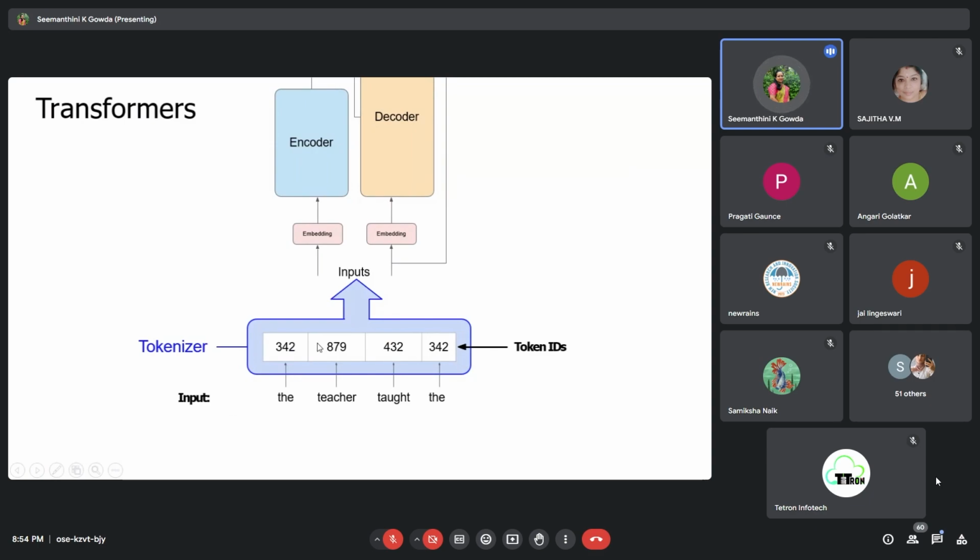As I said, the input part, whatever input we take: the teacher taught the student from the book. We don't know what the book is, whose book it is. Like that, it will be converted into tokenization. Why do we need to convert the input characters into tokens? Because it is easier for us to work with numerical values compared to the characters we take. So the input we have taken will be converted into tokens.